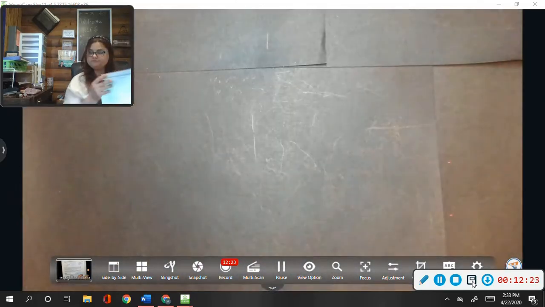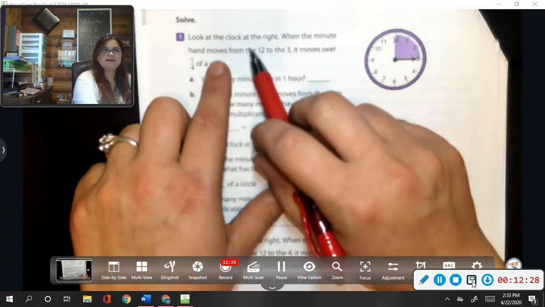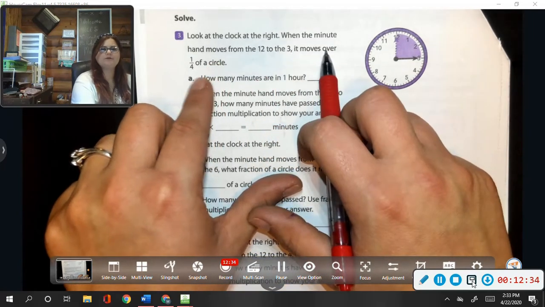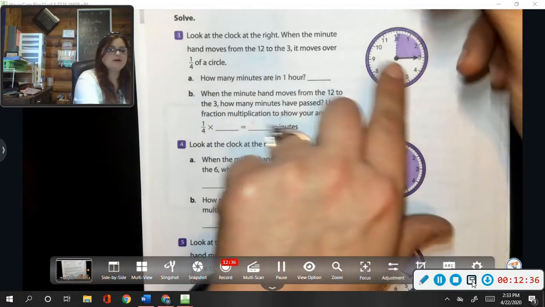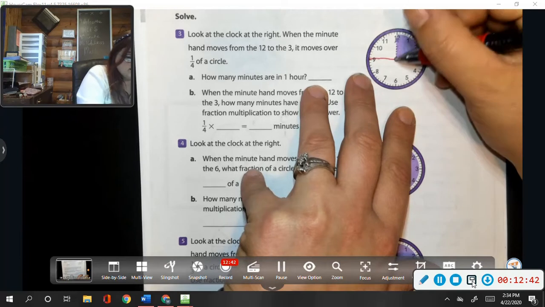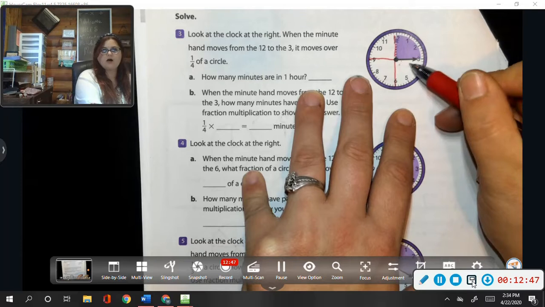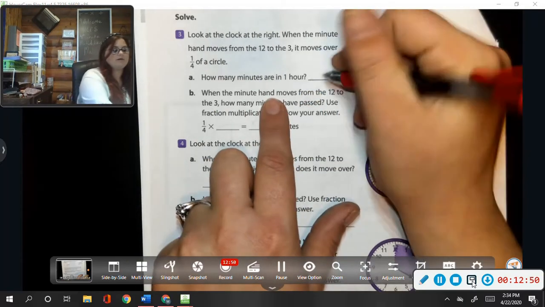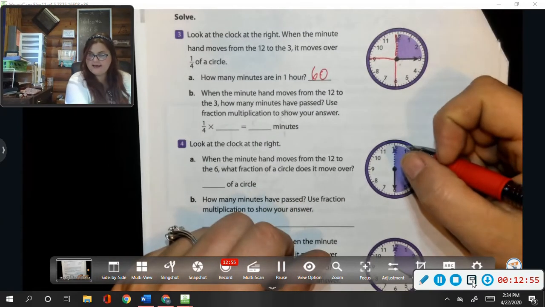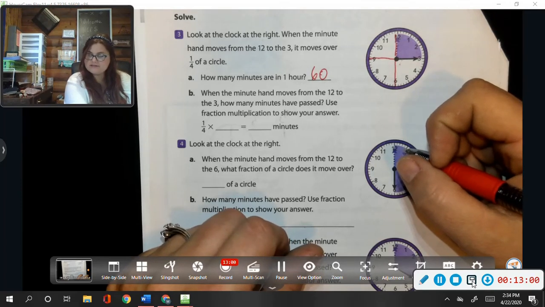Alright, so page 304. Look at the clock at the right. When the minute hand moves from the 12 to the 3, it moves over 1/4 of a circle. We know this because if we were to cut our clock down, that would equal 1/4 of our clock. How many minutes are in 1 hour? Well, we know that. 60 minutes are in 1 hour. When the minute hand moves from the 12 to the 3, how many minutes have passed?